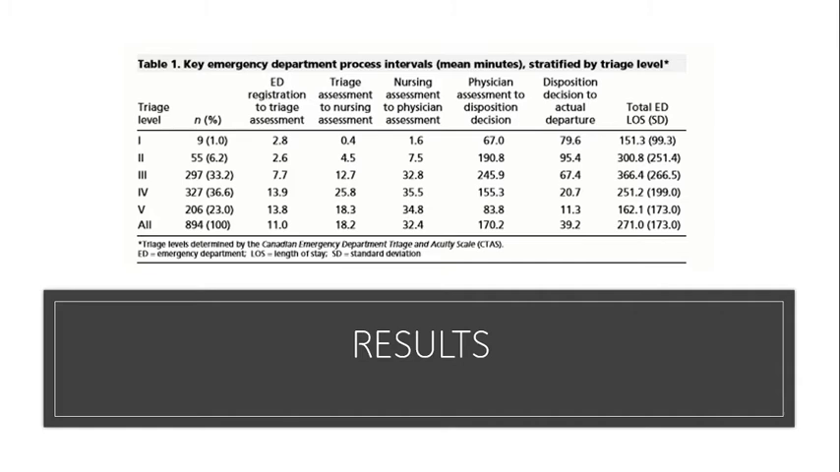And triage levels are determined here by the Canadian Emergency Department Triage and Acuity Scale. This table shows the length of stay distribution has a bell shape, and patients in triage levels 1 and 5 had the shortest lengths of stay, and those in level 3 had the longest. We can also obtain from this table how each assessment varied in terms of time.